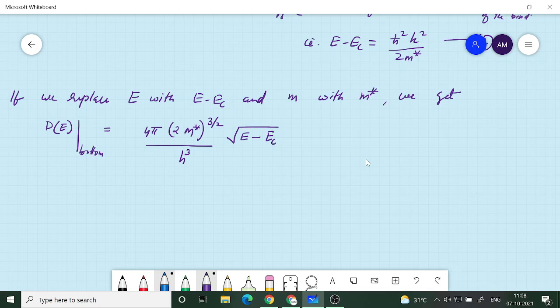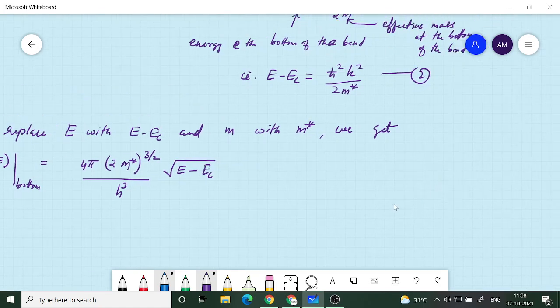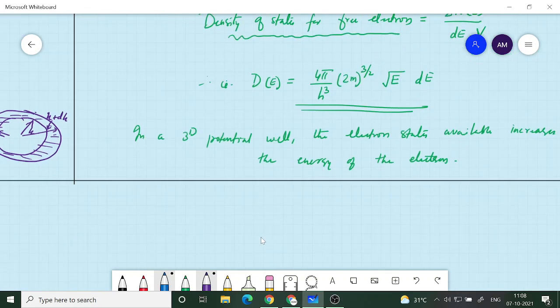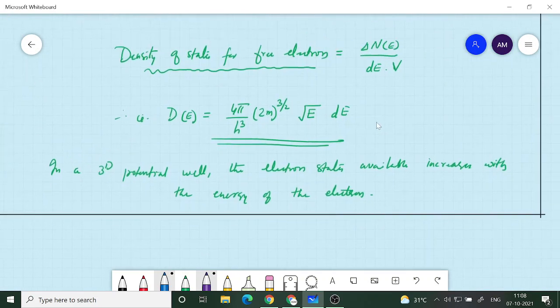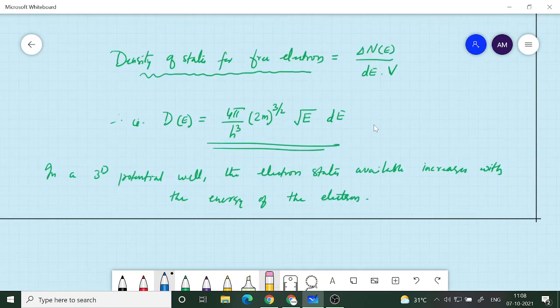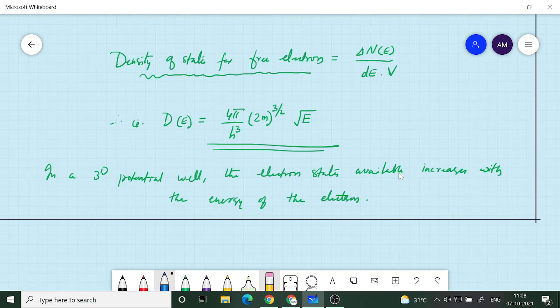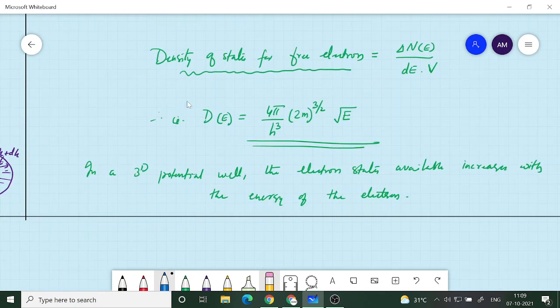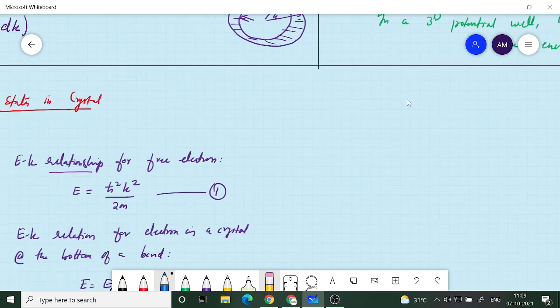So this will be the density of states. Here I think I have put this dE, which should not be there. It should be divided by dE, so that dE should go away. V and dE should be going away after division. So this dE will be cancelled here, and V should also be cancelled. So this will be only this much. That is the density of states at the bottom.